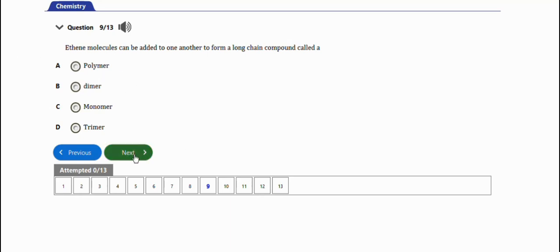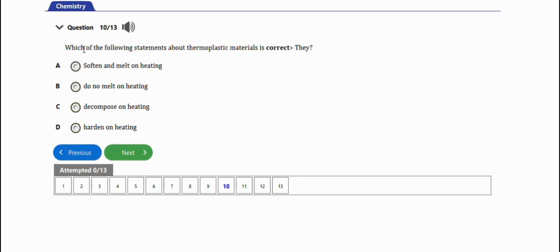The next subject question will be this one. It says, which of the following statements about thermoplastic materials is correct? Soften and melt on heating, do not melt on heating, decompose on heating, harden on heating. So the right answer is option A. Thermoplastic materials soften and melt on heating.